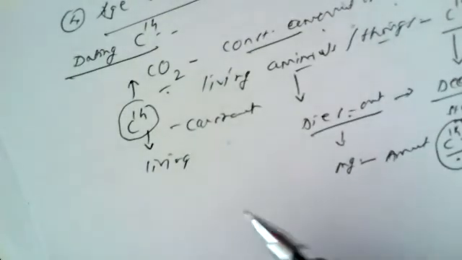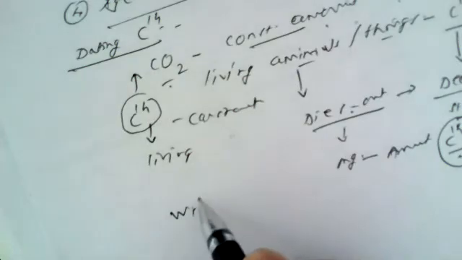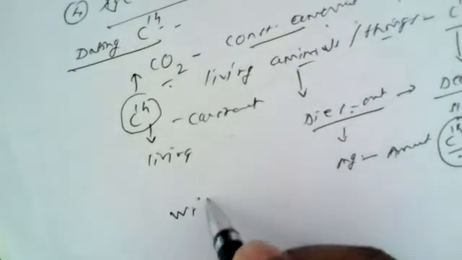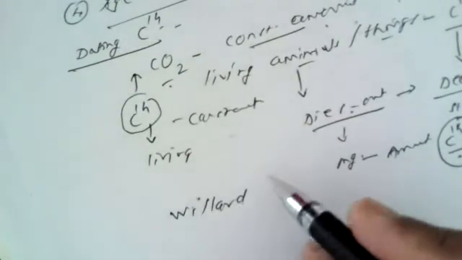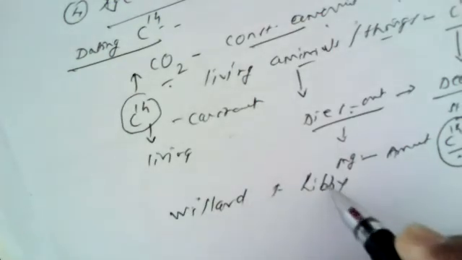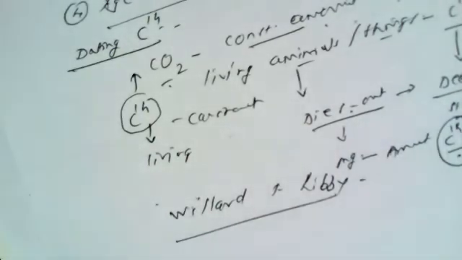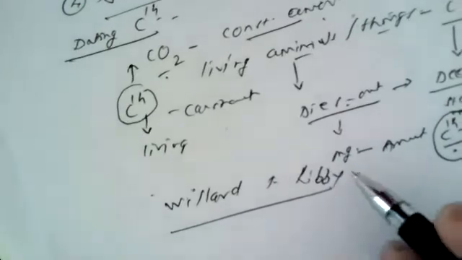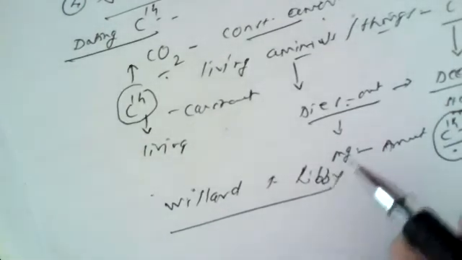The credit goes to the scientist known as Willard F. Libby. You should remember this name because an MCQ type question may be asked on this. The carbon dating process was discovered by the scientist Willard F. Libby.